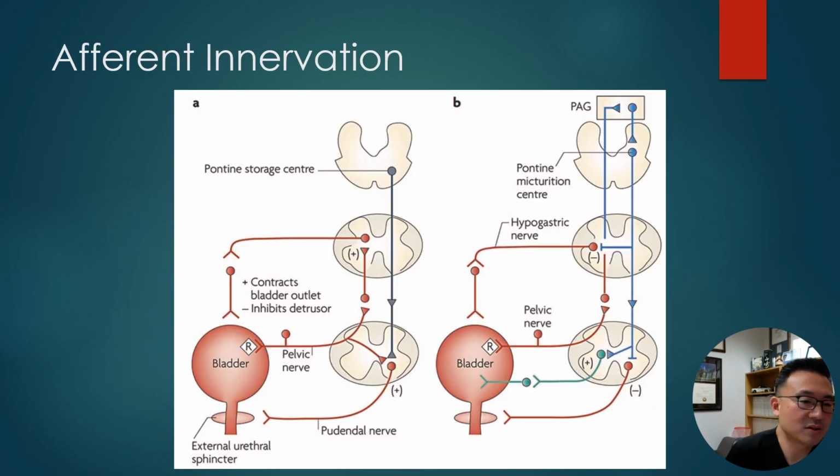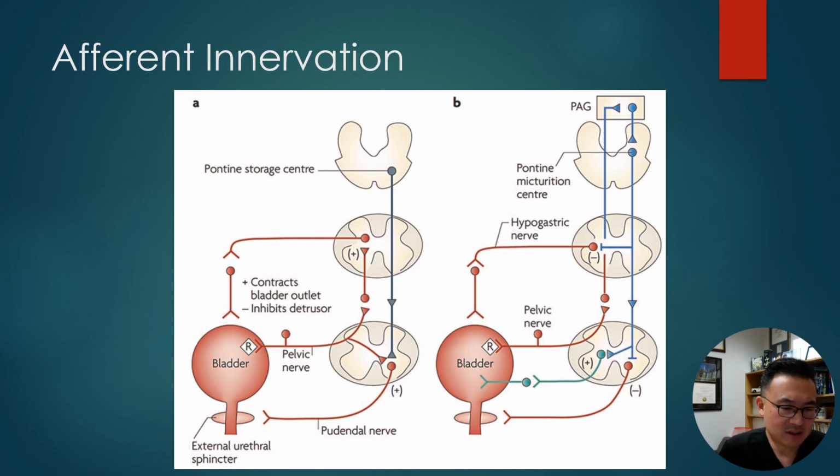Next, we'll shift gears to the afferent innervation of the lower urinary tract. Once again, we're dealing with the autonomic and somatic nervous systems, and we're dealing with the pudendal nerve for somatics, the pelvic nerve for parasympathetics, and the hypogastric nerve for sympathetics. However, most of the afferent signaling goes through the pelvic nerve, or parasympathetics.